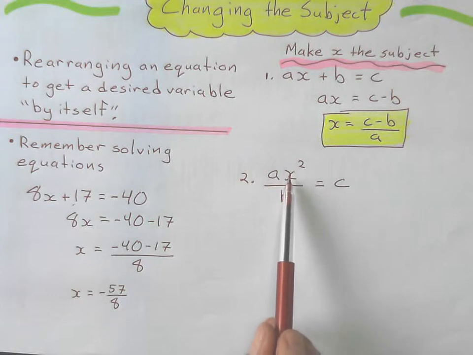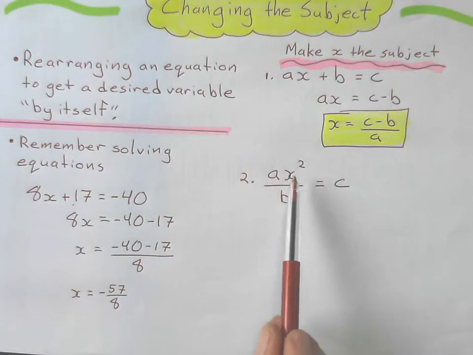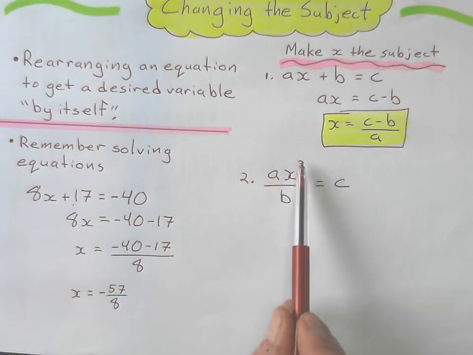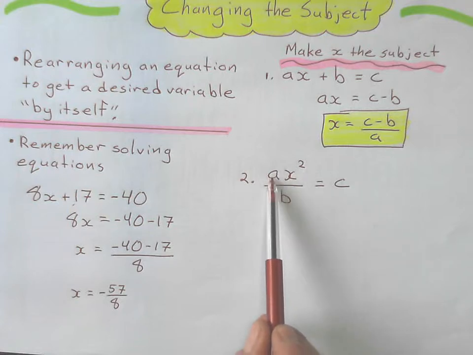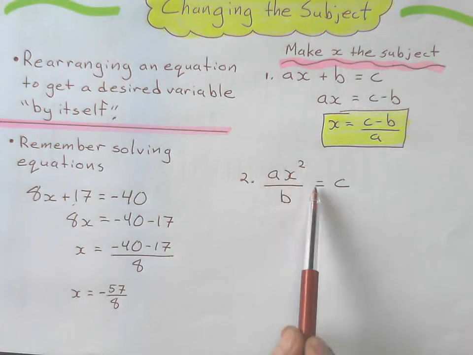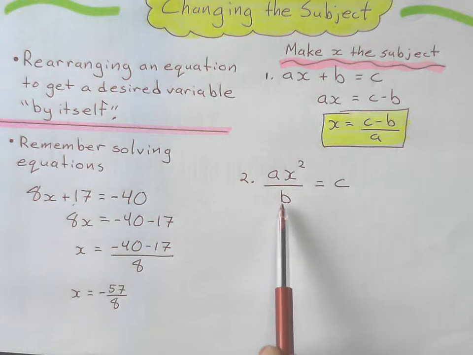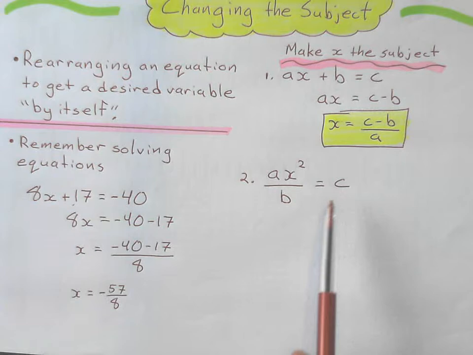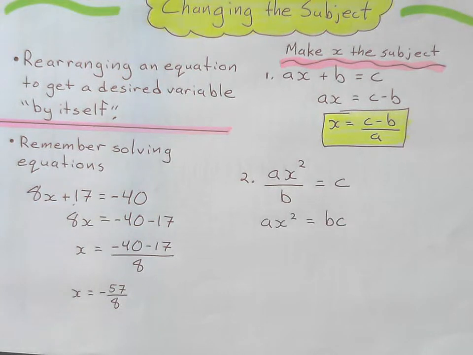Suppose I want to get x by itself here, and I have that x term within a fraction: a times x squared divided by b equals c. The first step is to get rid of that divided by b, which means multiplying it to the other side. It automatically looks better because there are no fractions. I want x by itself, so now I'm going to divide by the coefficient, which is a.